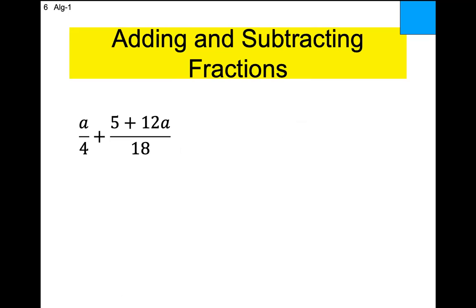Hey, you've seen this before. What's the common denominator? 4. Definitely not 4. No. You can't have a common denominator smaller than either one of them. 32, 18 doesn't go into 32. 36. Count by 18. 36.